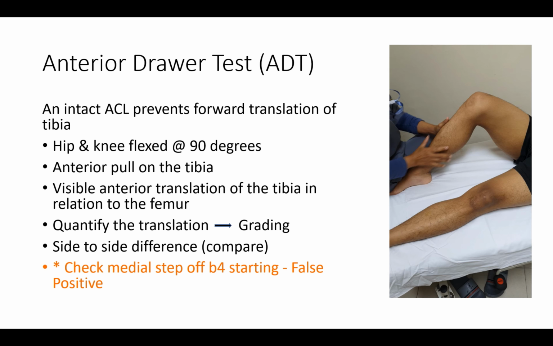If the test is positive, there will be a visible anterior translation of the tibia in relation to the femur, which can be quantified or estimated in millimeters. This is compared with the contralateral knee to determine the side-to-side difference and to grade the laxity into 1, 2, and 3.